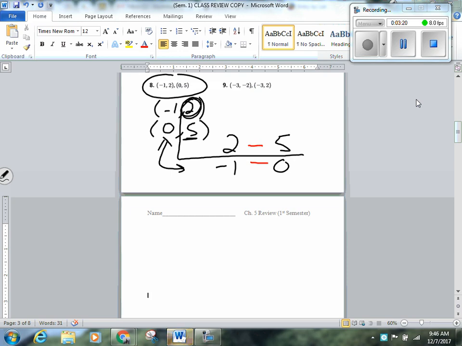2 minus 5 equals negative 3. Negative 1 minus 0 is negative 1. You have a negative on top, a negative on the bottom. A negative and negative equals a positive. And if you put this in your calculator, you will get 3 as your slope.